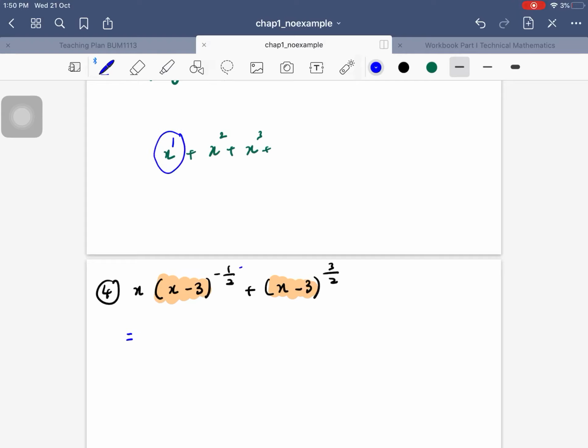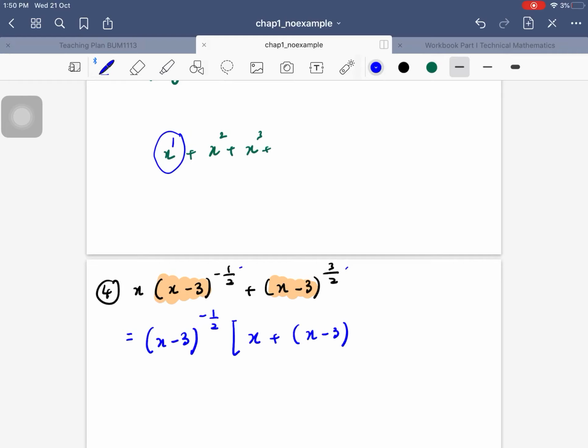I have negative a half and 3 over 2. Of course, the smallest power is going to be negative a half. So when I do the factorization, this is going to be negative a half. Here I'm going to have x, and inside here I'm going to have x minus 3. But what is going to be the power of that?